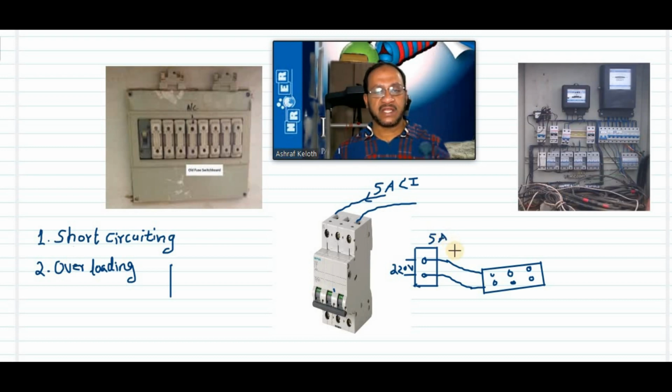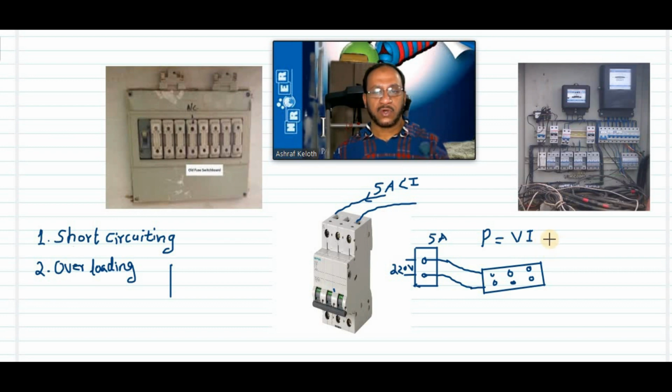If 5 ampere is the current rating and 220 volt is the line, then what will be the maximum power allowed in the circuit? The maximum power allowed in the branch will be P equal to V into I. We have three equations for power. The first equation is power P equal to V into I.